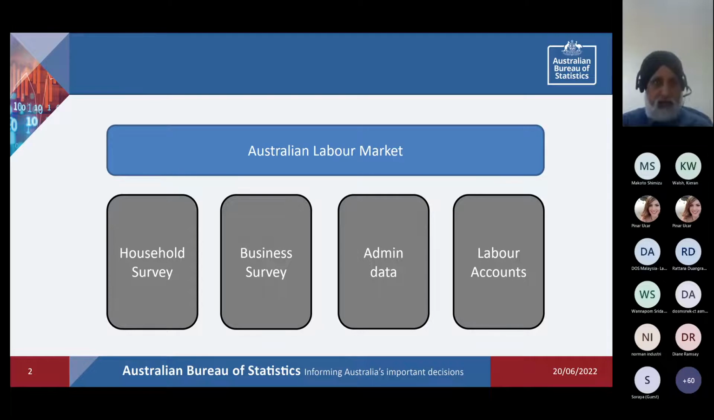The ABS Labour Statistics Program draws on 4 key types of data sources, or pillars of data, which provide complementary insights into the labour market. These are household surveys, business surveys, administrative data sources, and the last pillar is the account compilation, which brings together data from separate business, household, and administrative sources to produce the Australian Labour Account. So basically, the underpinnings of the Australian Labour Account are these 4 pillars. Next slide, please.